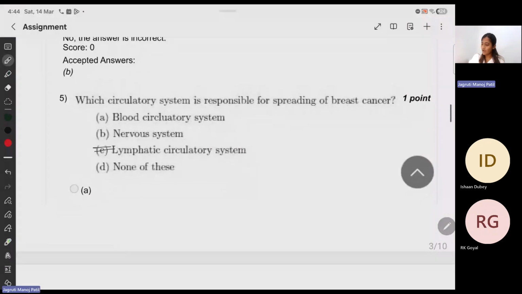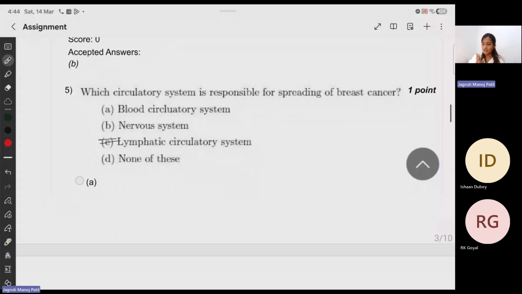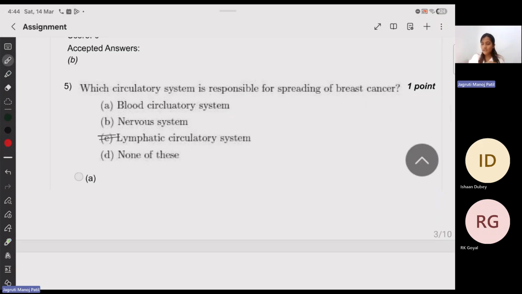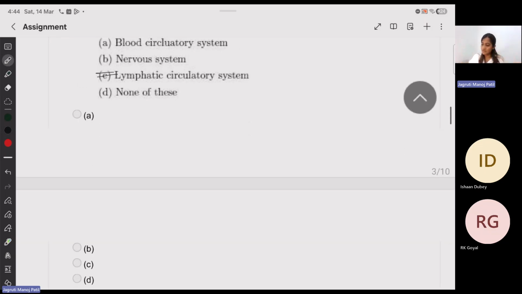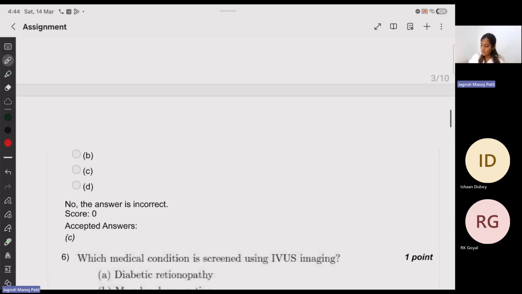Whereas in breast, you have multiple lymph nodes being connected. So the blood supply is not through them, but it's through the lymph node. Because of that, if you do have cancer being developed at one place, it will cause metastasis and your entire lymphatic circulatory system would get affected due to it.